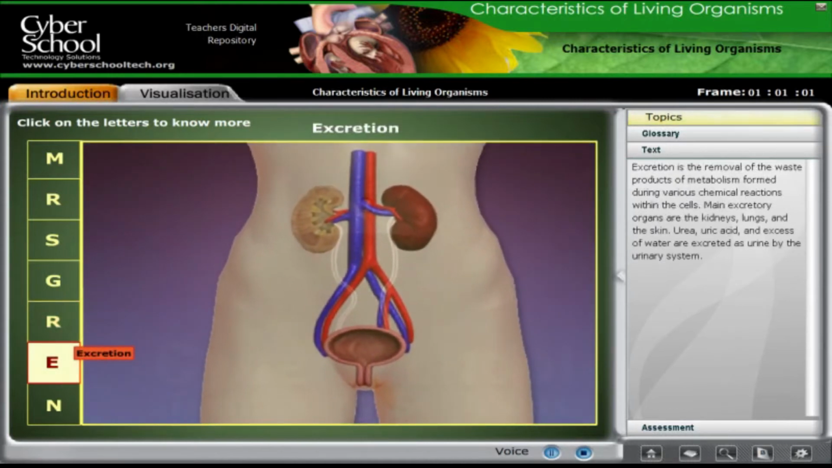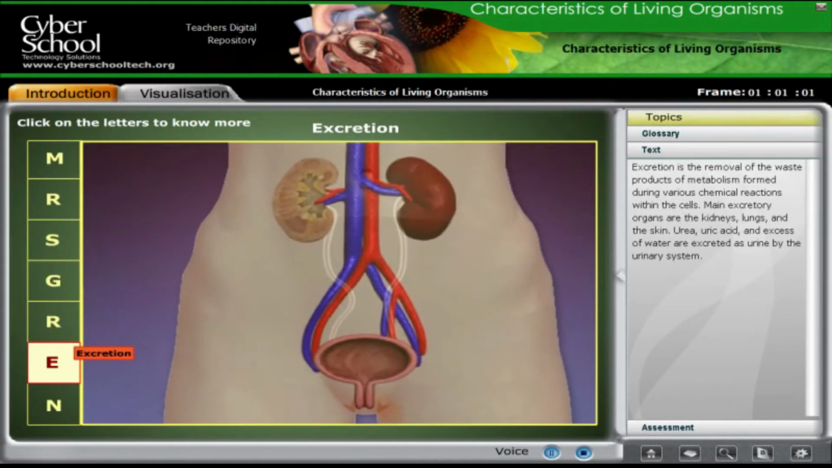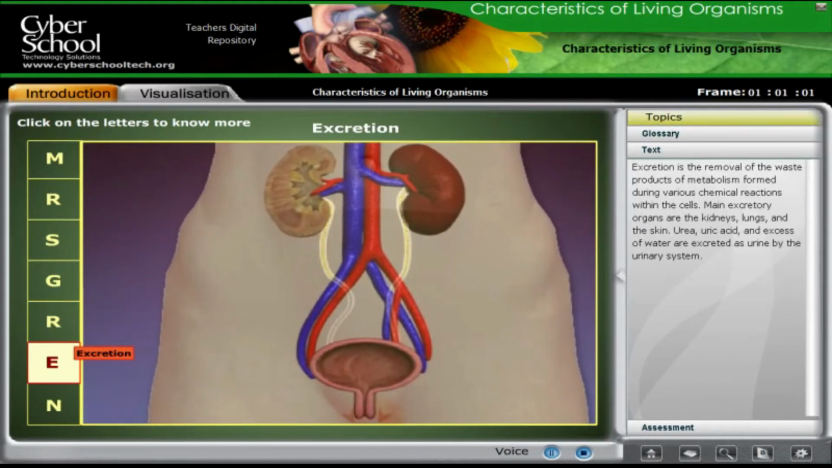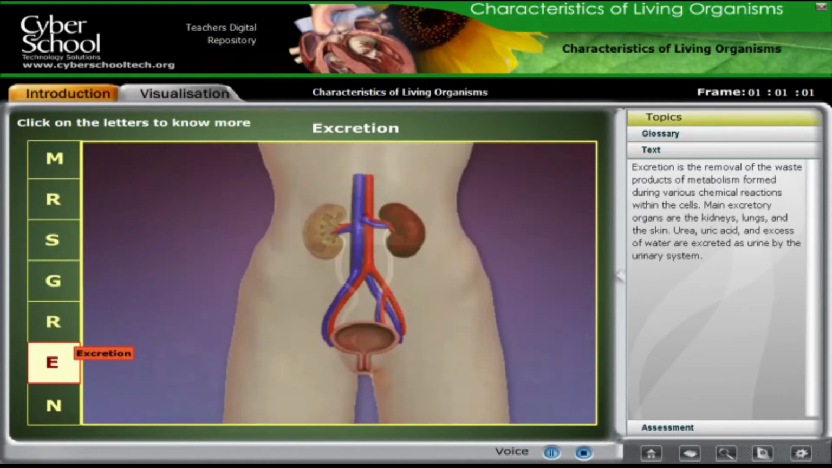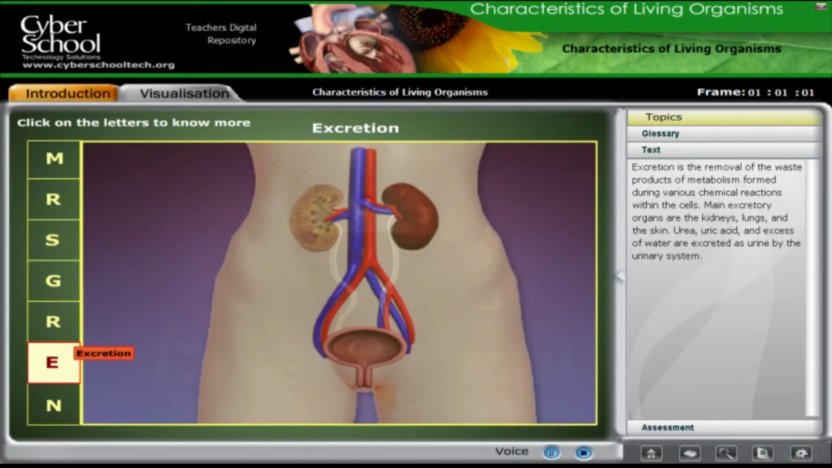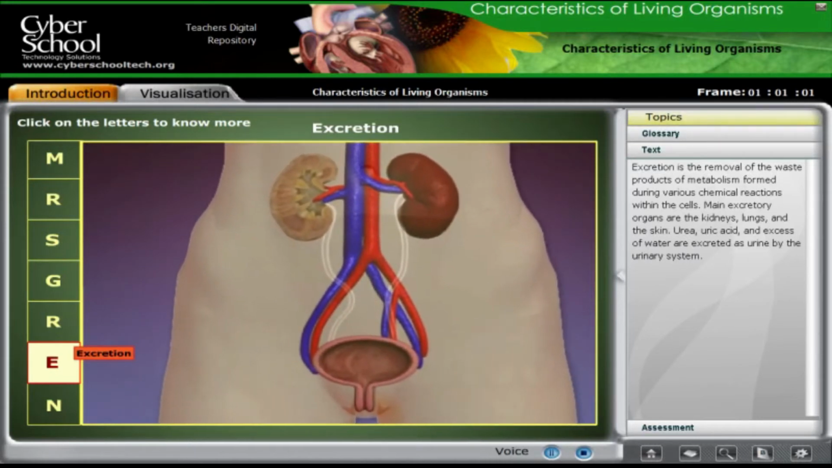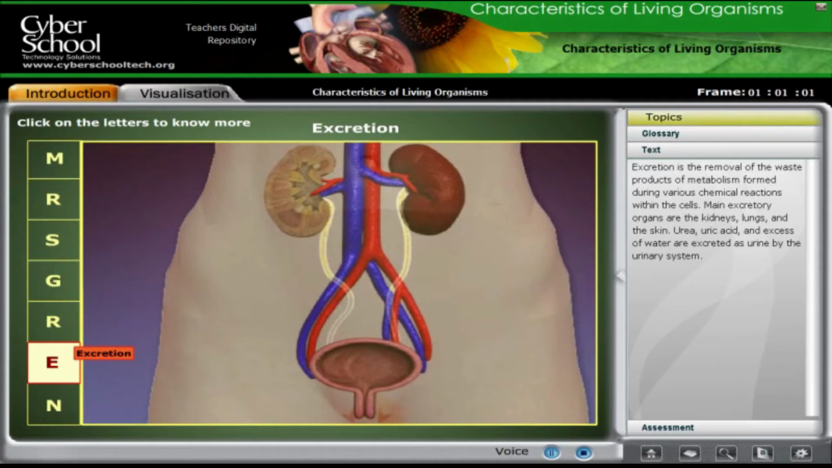Excretion is the removal of waste products of metabolism formed during various chemical reactions within the cells. The main excretory organs are the kidneys, lungs, and skin. Urea, uric acid, and excessive water are excreted as urine by the urinary system.